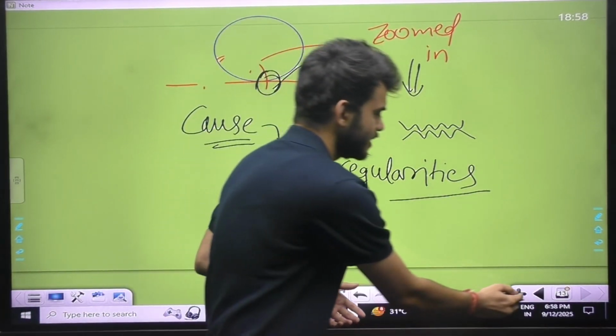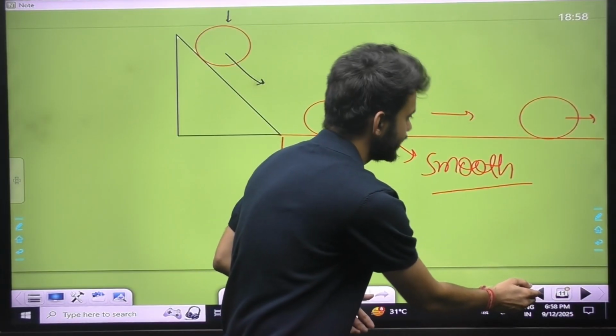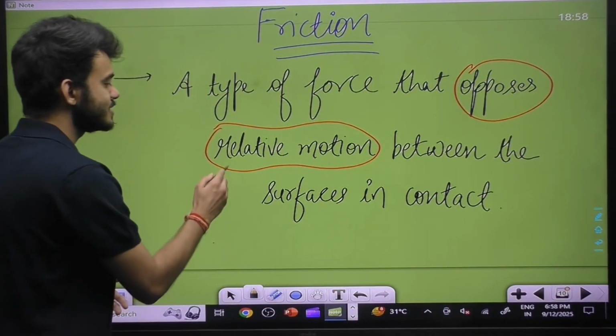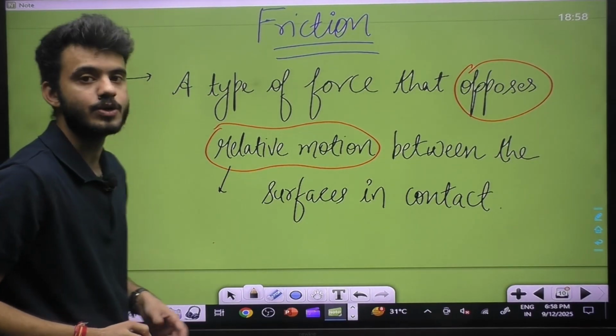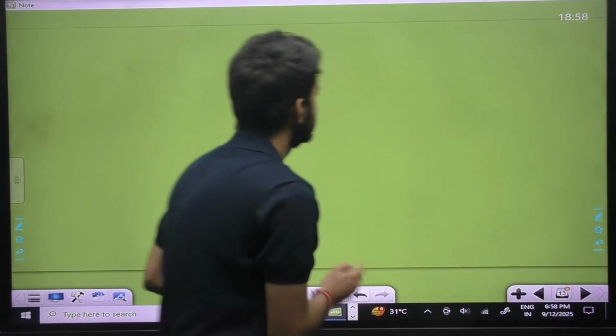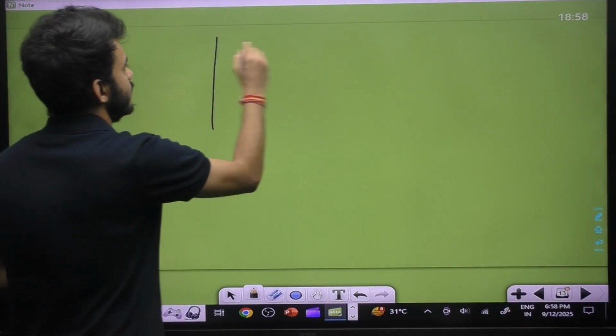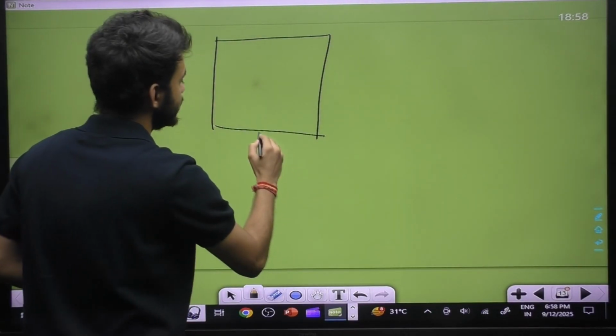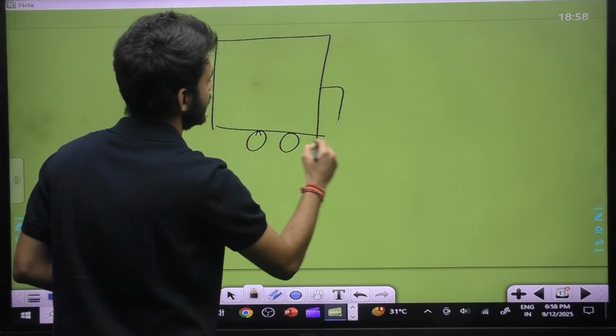But sir, there's still one thing yet to understand. What is this relative motion? Let's try to break it down. Let's try to understand this through an example.